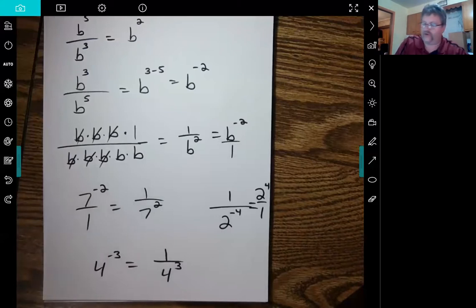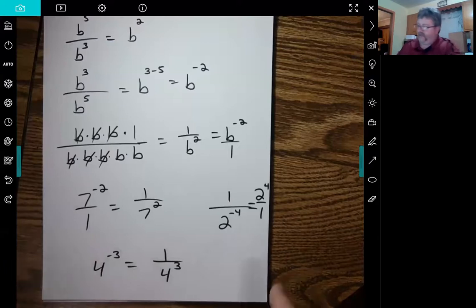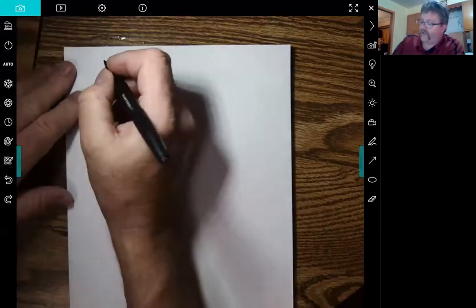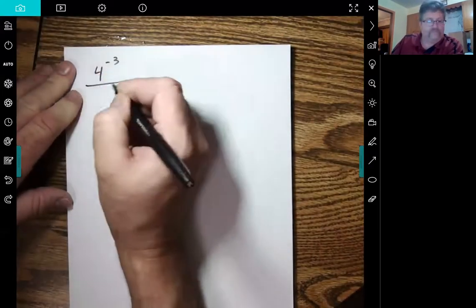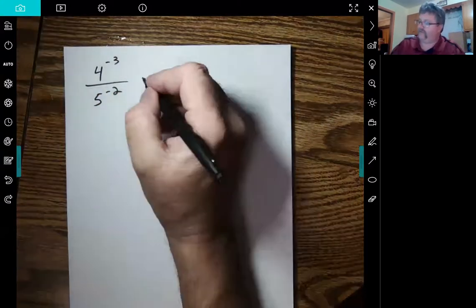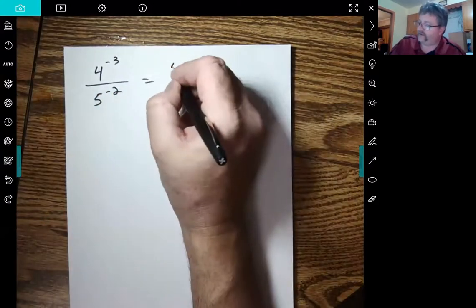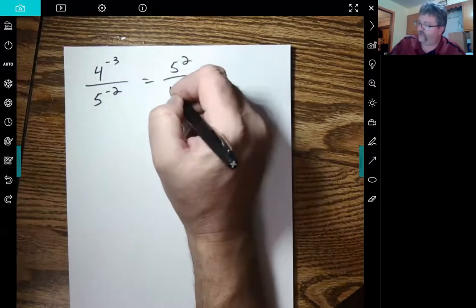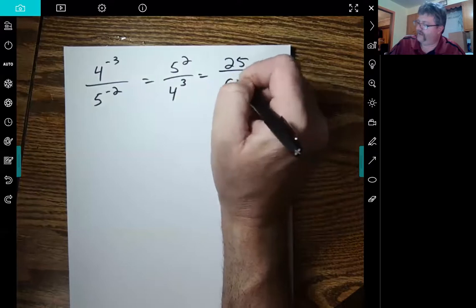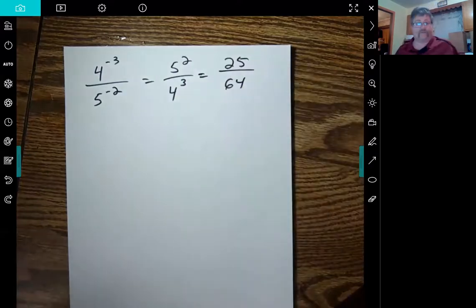It follows along with this rule of division. I'm going to subtract exponents, but maybe I'm going to get a negative exponent. If that happens, hey, it happens. We can clear the negative exponent out by moving it to the other part of the fraction. So if I have 4 to the negative 3 over 5 to the negative 2, I'm just going to switch both of these now. It'll be 5 squared over 4 cubed. Okay, and then of course I can finish it off. Call it 25 over 64.